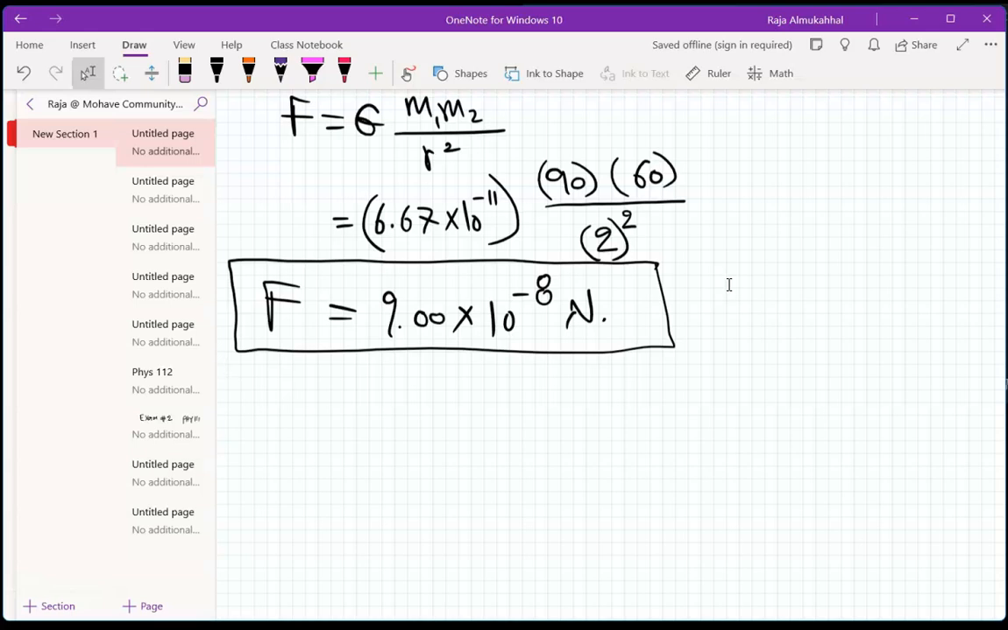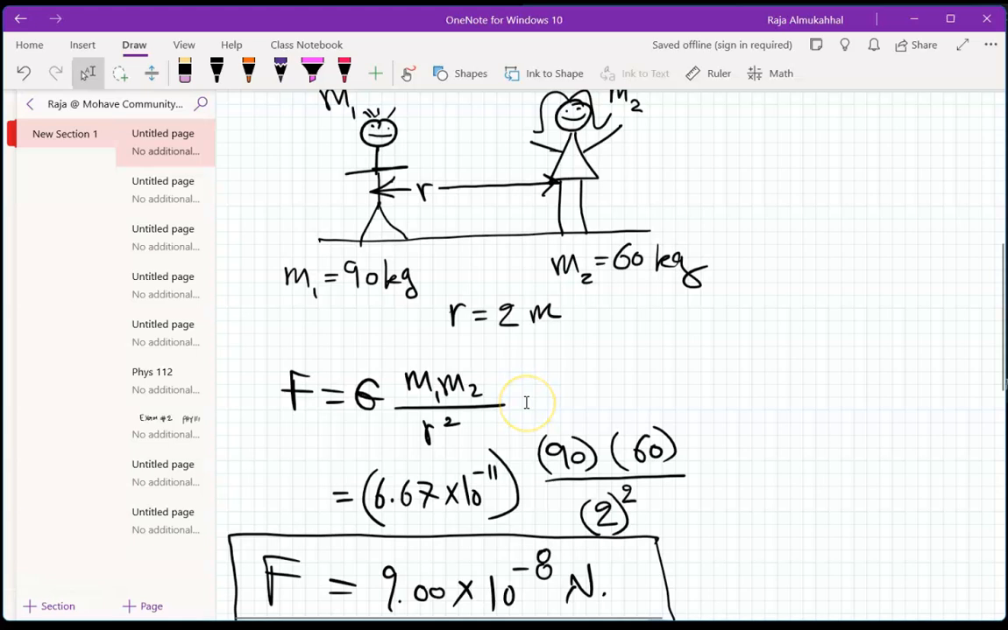Okay, so why is it important? Well, it's important only at the astronomical level. In other words, this formula is extremely important at the astronomical level.